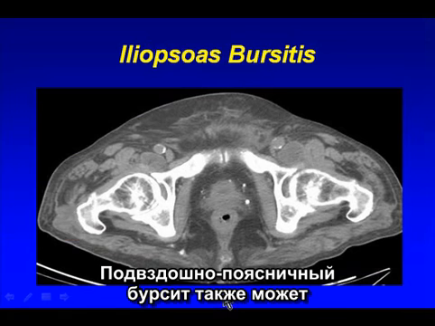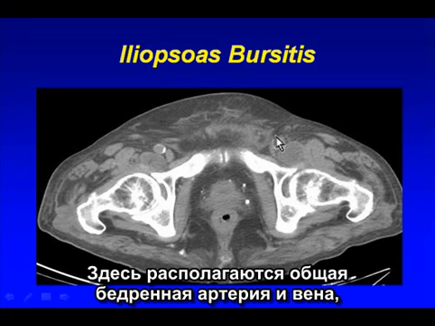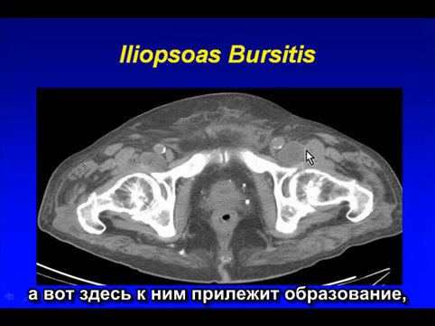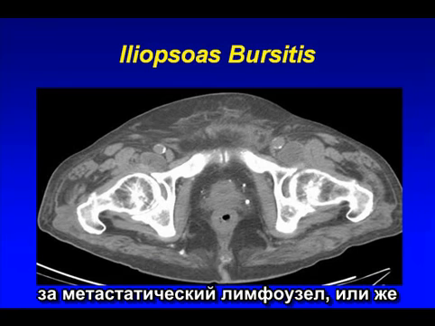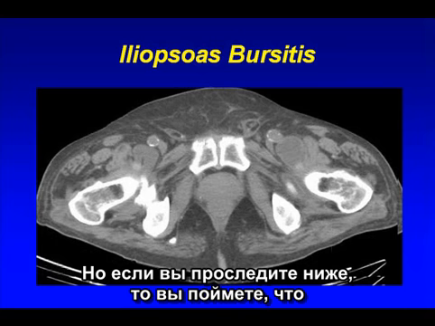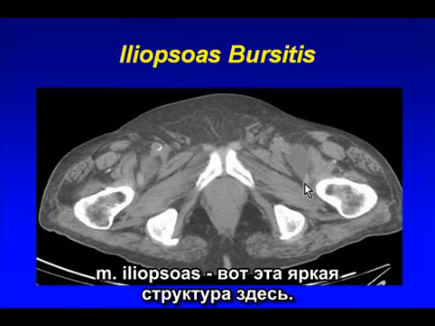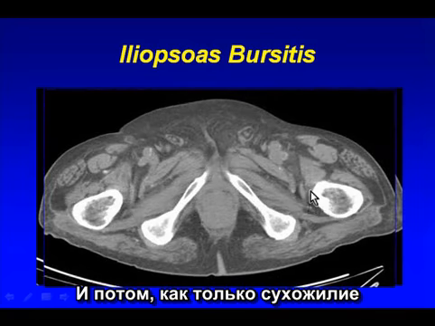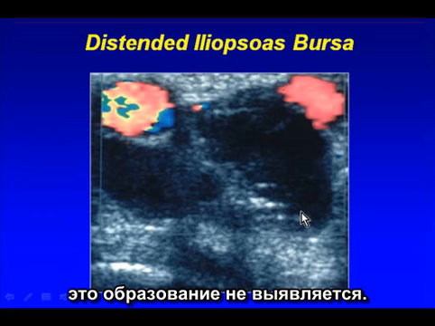Iliopsoas bursitis can also be palpable and present as a mass. Here's the common femoral artery and vein, and there's a mass next to it. And somebody who's not aware of the presence of this bursa could call it a metastatic lymph node or some other abnormal lymph node in the left inguinal region. But if you follow this down, you realize that it tracks along the iliopsoas tendon, which is this bright area here. And then as the tendon attaches on the lesser trochanter, this lesion goes away.